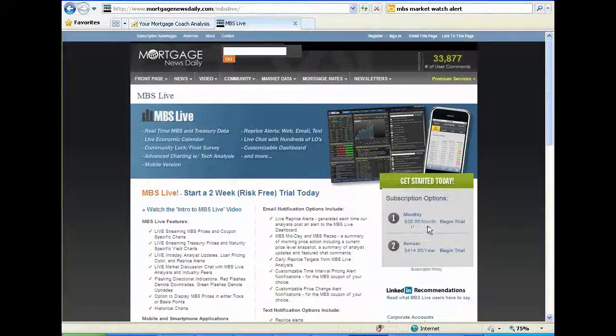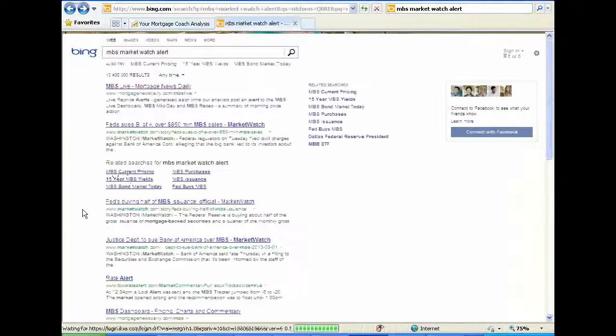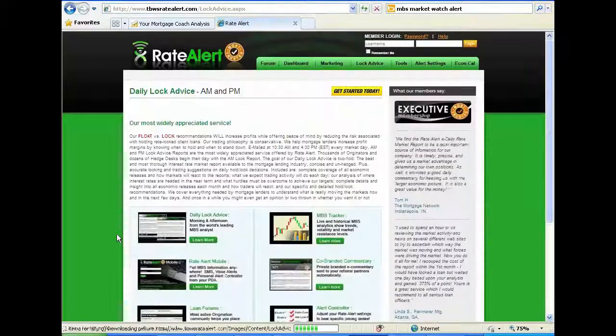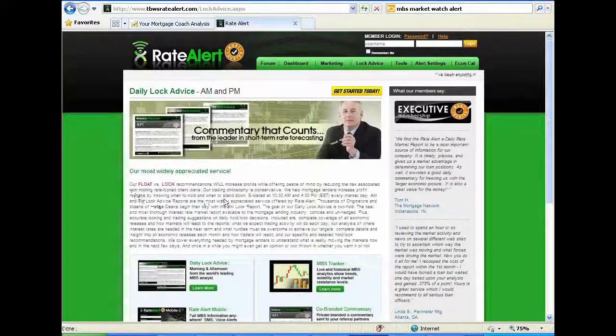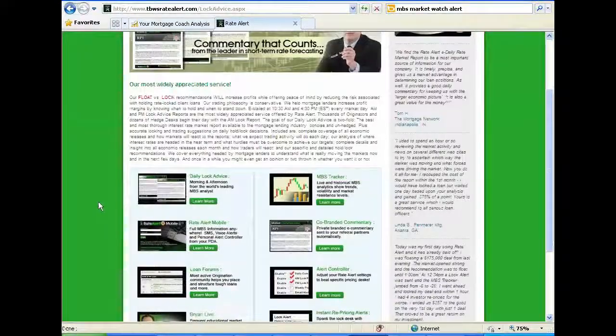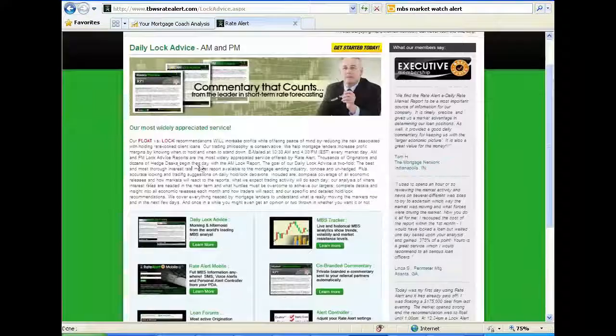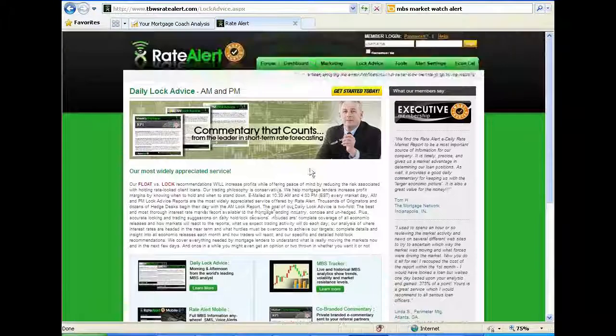So you can do that for $38.95 a month, or you can pay annually. Okay, and this one actually has a lot more fancy stuff that you can do. So if you just want to do the rate alert, you can do that. So MBS Live is one of them. There are many of them out there. This rate alert is another one. So rate alert is another one that is similar to that also. Okay, and all of them have their own thing. I don't know what this costs. I think it's like $60 a month. It's a little bit more.